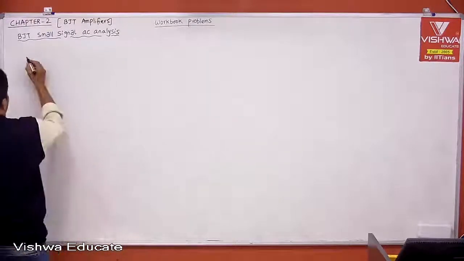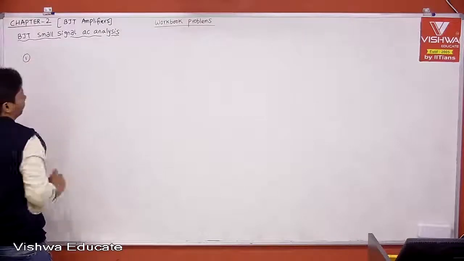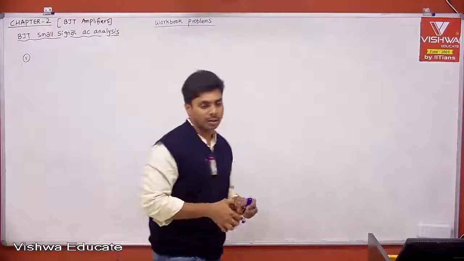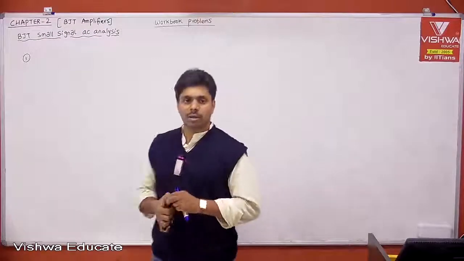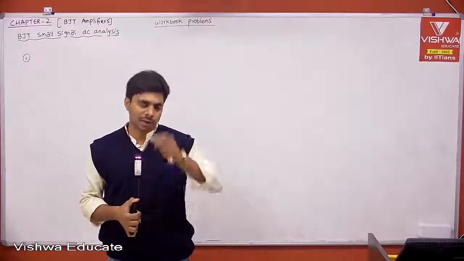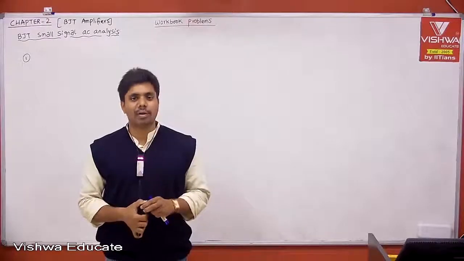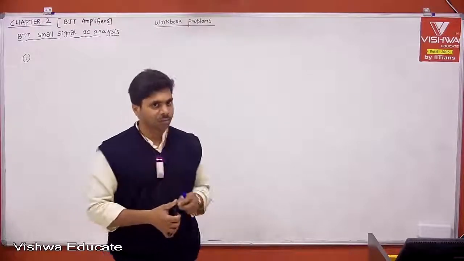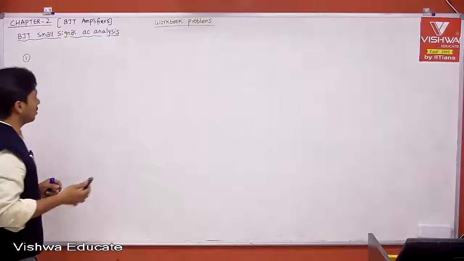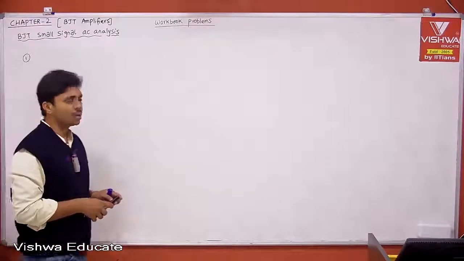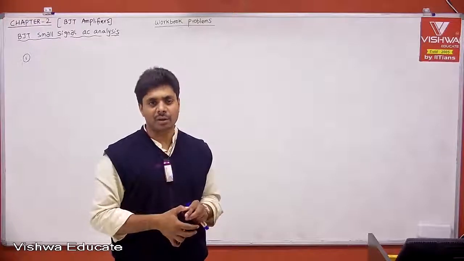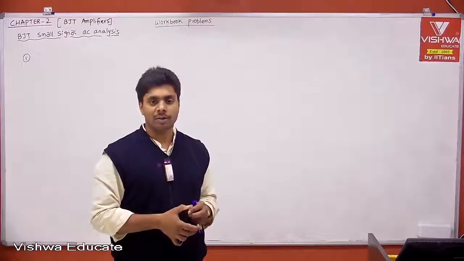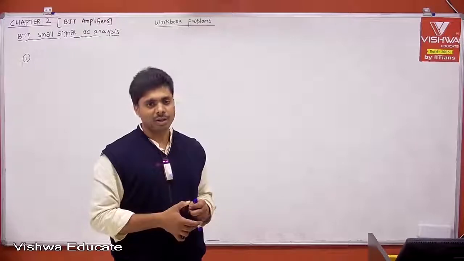Okay, problem number one. If you refer to the workbook problem number one, asking for voltage gain. Now, if you see the problem, the circuit is given. We need to calculate what is voltage gain. And H parameter values are not given. Therefore, you can take the typical values whatever have given before. We can use them and then we can solve the problem.